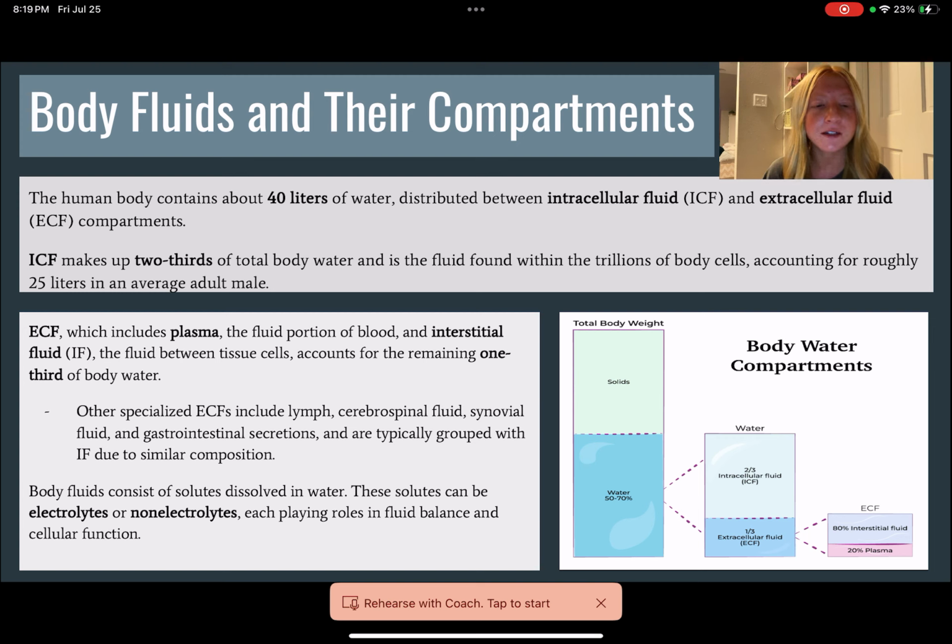Body fluids consist of solutes dissolved in water, and these can be electrolytes or non-electrolytes, but each plays roles in fluid balance and cellular function.